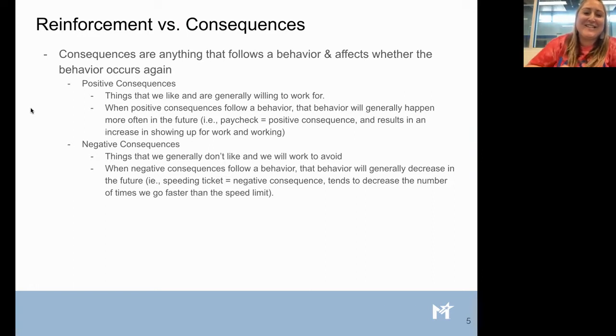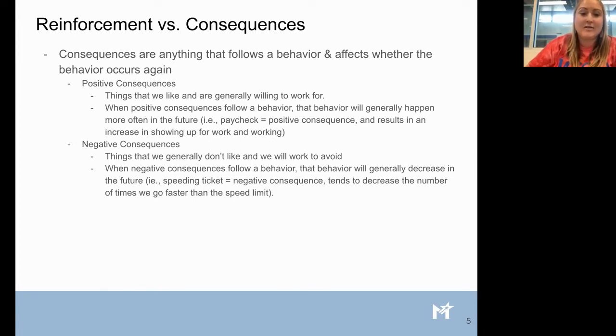This slide is talking about reinforcement versus consequence. Consequences are anything that follows a behavior, and they can affect whether that behavior is going to happen again. So there can be positive consequences and negative consequences. A positive consequence is something we like and are willing to work for. For example, you get a paycheck, which is your positive consequence, and that results in you hopefully showing up to work and doing your job so you can continue to receive that positive consequence.